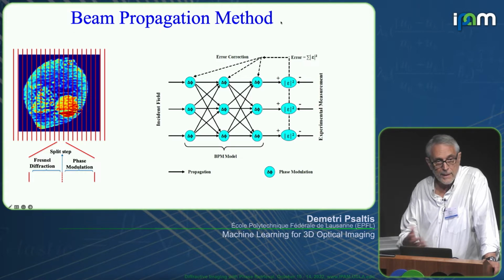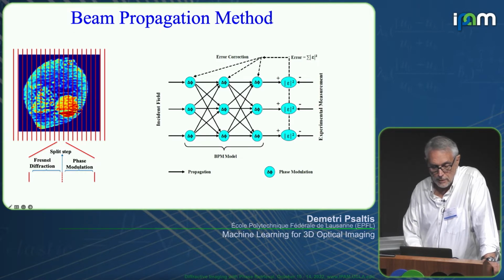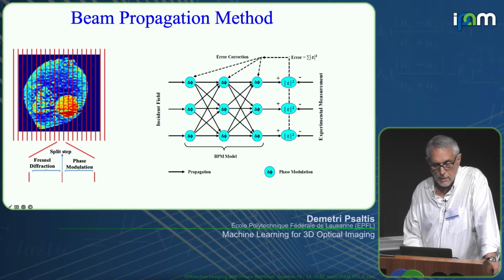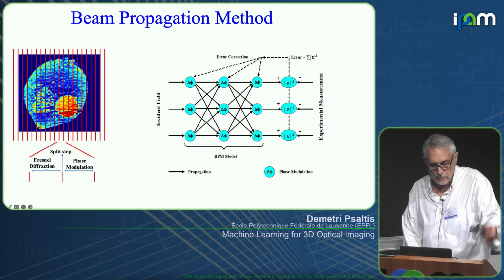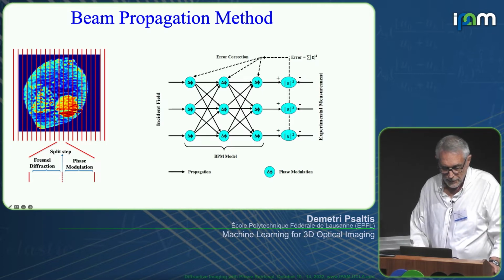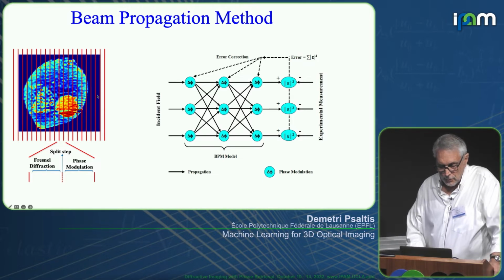So we use as a propagation model this beam propagation method, which takes the cell here and cuts it down like little pastrami slices, very thin slices. Each slice has a little bit of phase modulation, a little bit of Fresnel diffraction, and then again and again and again. Typically in our simulations we do a few hundred, maybe 400 or 500 slices for a cell about 10 microns thick. So this is the beam propagation method.